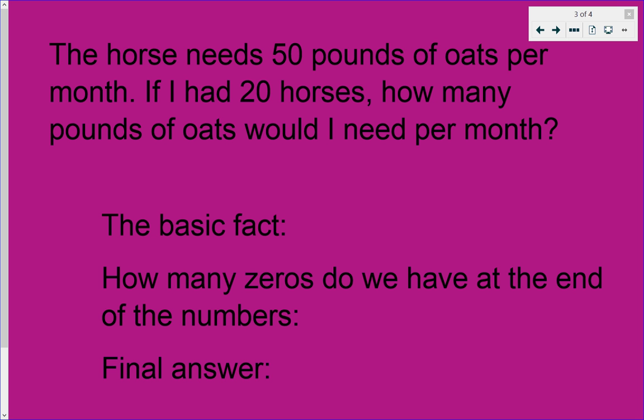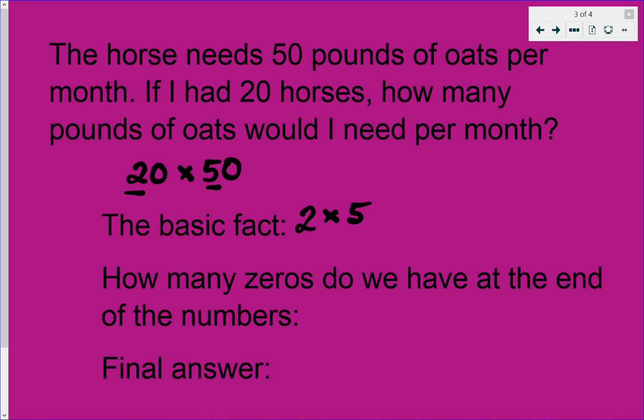Here's another example. The horse needs 50 pounds of oats per month. If I had 20 horses, how many pounds of oats would I need per month? First we look at it and say, per month and 20 horses, so that means I need 50 for each horse. My actual fact would be 20 times 50, and I can say 50 times 20, it doesn't matter. The commutative property of multiplication means that I can flip-flop the numbers back and forth. So my basic fact here, I have a 2 and a 5, so my basic fact is 2 times 5.